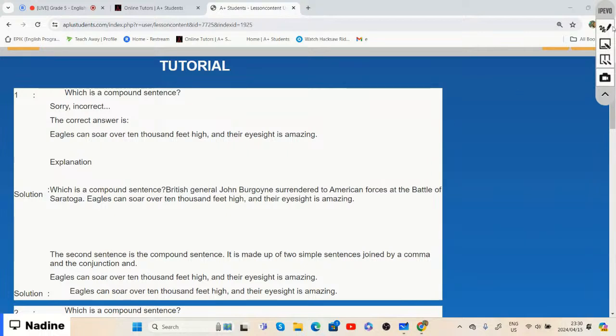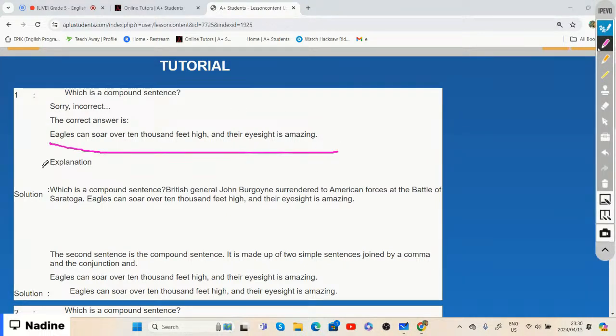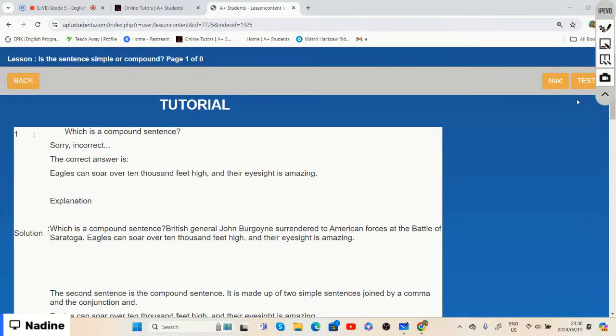All right, so if we look at the sentence, this is a compound sentence. And what makes it a compound sentence is the two simple sentences, right? And then here we have our conjunction that is joining our two simple sentences. All right, let us go to our test.